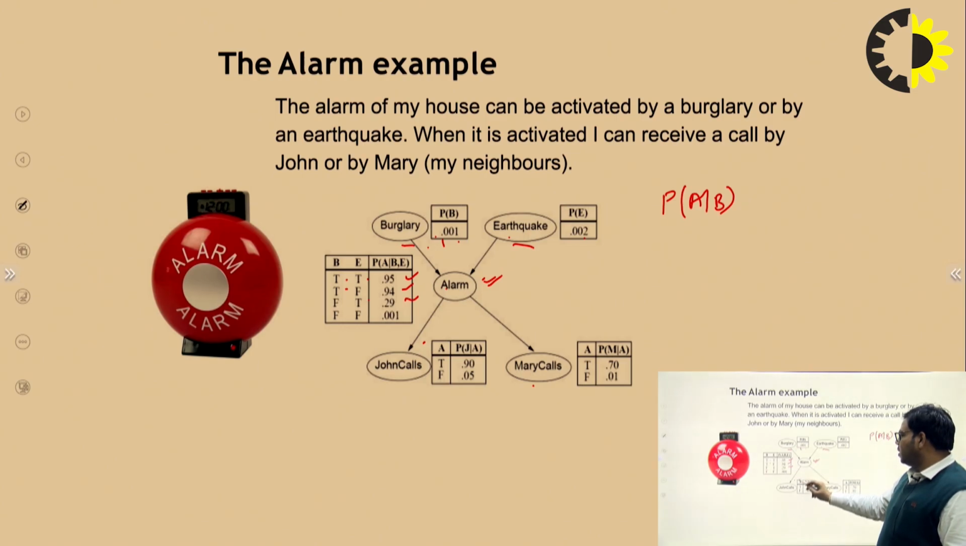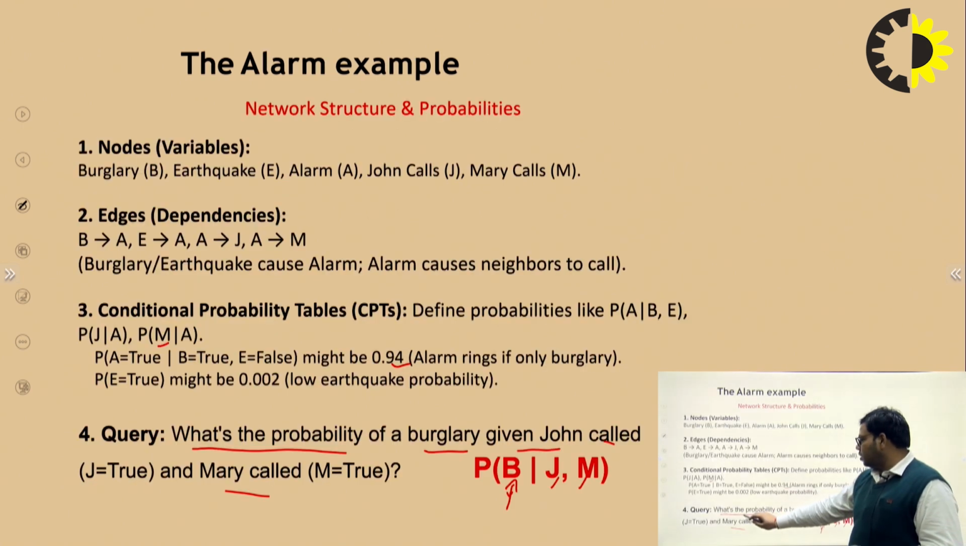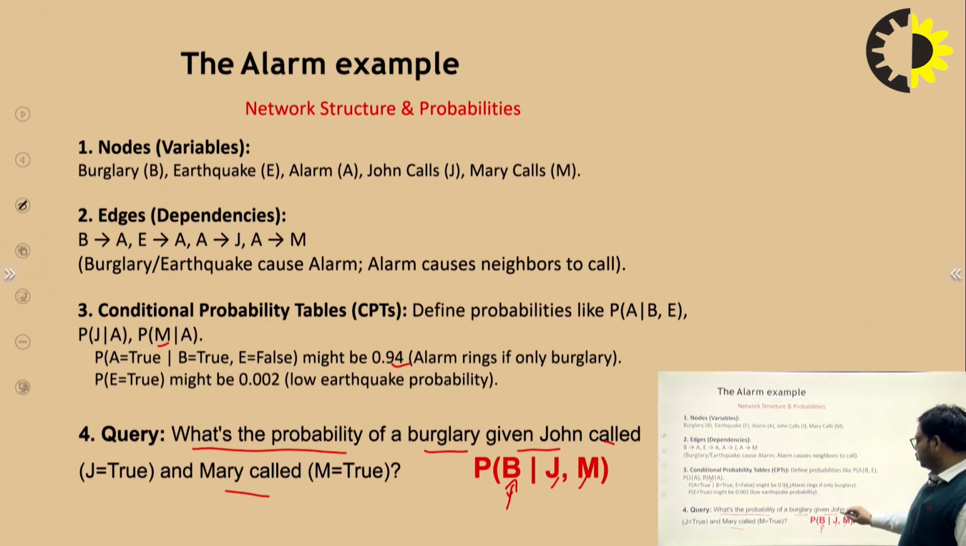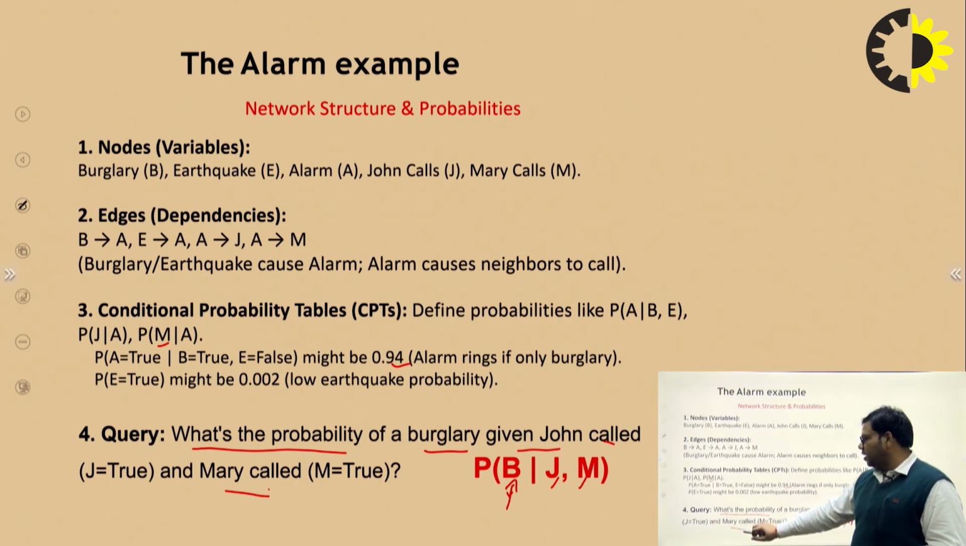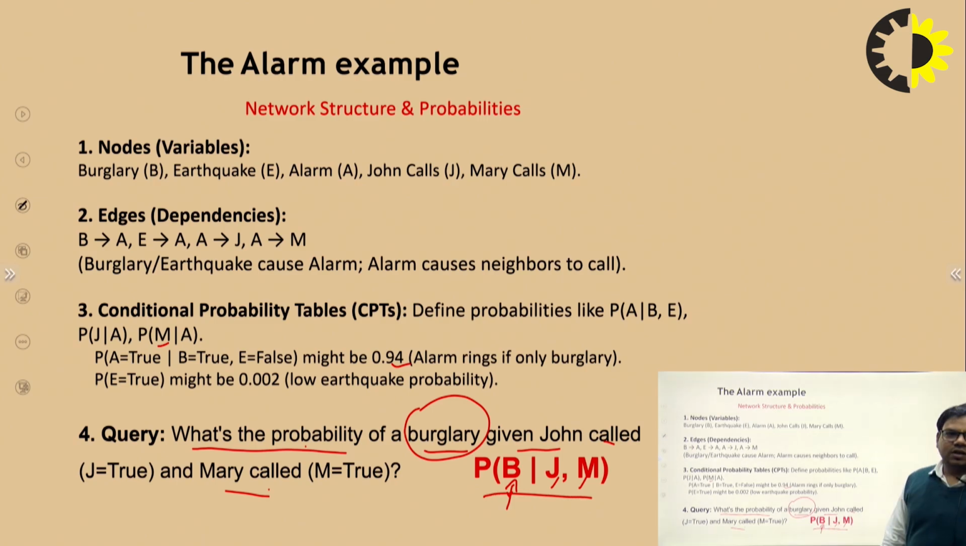And whenever there is an alarm, John and Mary, who are my neighbors, can call me and update me that my alarm is ringing. So the question is, I got a call from John and I got a call from Mary as well. What is the probability that there would be a burglary, right? So the solution I need to find out is P(B|J,M). I can simply apply Bayes' theorem to solve this problem.